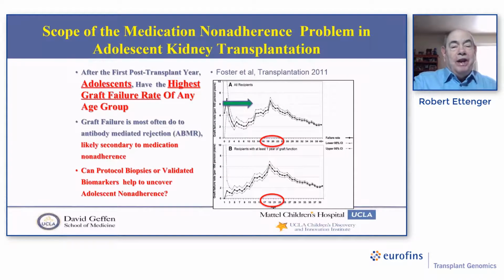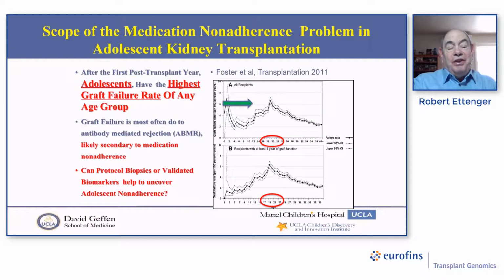This is a slide I always like to show when I'm giving a talk like this. A study in Transplantation about almost 10 years ago now from Beth Foster. And what Beth showed is that after the first post-transplant year, adolescents have the highest graft failure rates of any age group. As you can see, this is the incidence of graft failure at a specific age, not when the patient was transplanted, but at the age the patient is now.